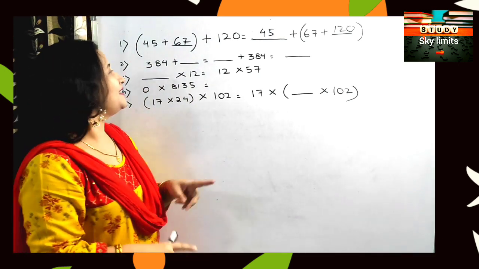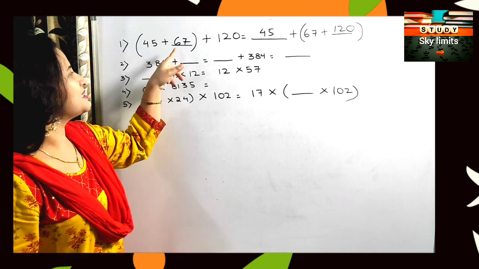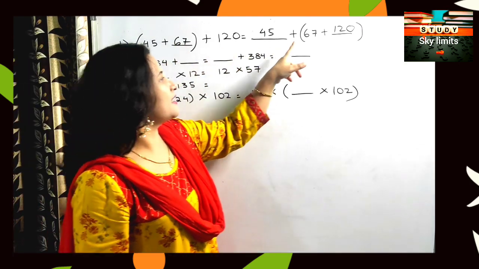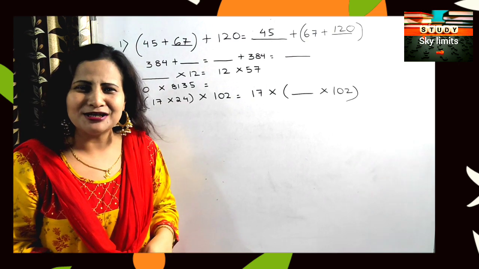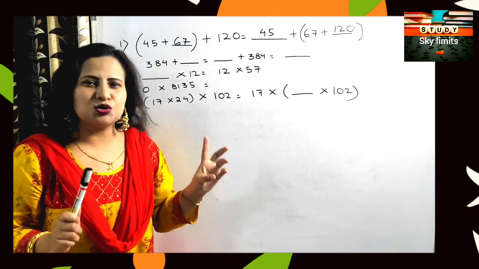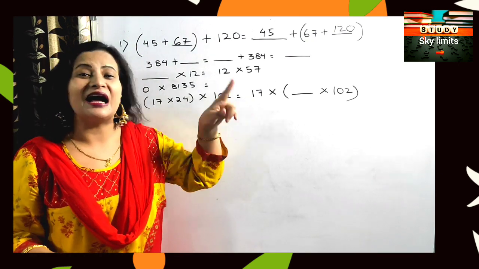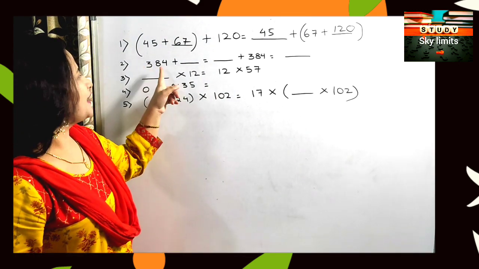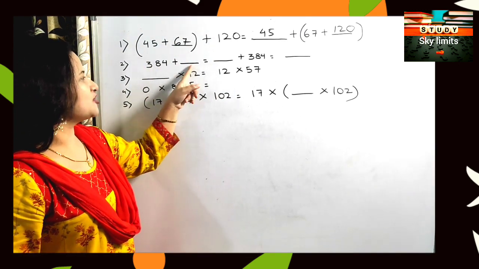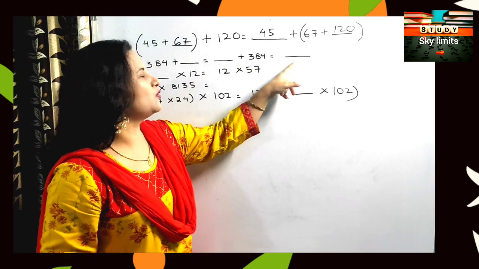But what is more important here? In the first case, 45 plus 67 are grouped together. In the second case, 67 and 120 are grouped together. So what is the property you are going to write here? You will write down in your notebook, associative property of addition. Okay? So that is your work. You write down. Now the next one, 384 plus dash is equal to dash plus 384 is equal to dash.